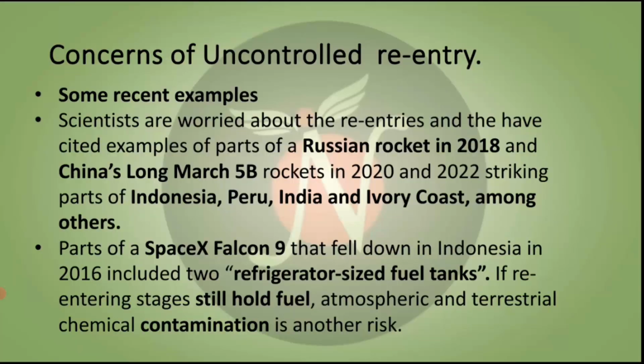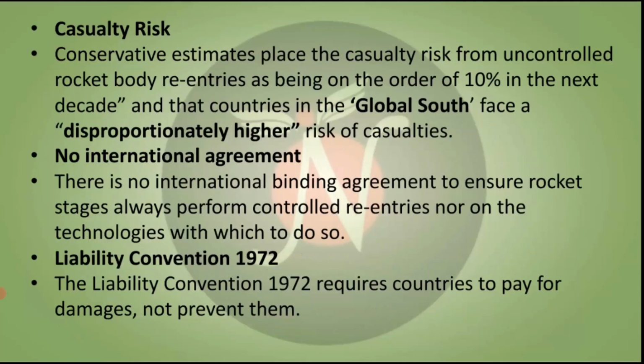Now, what are the concerns of uncontrolled re-entry? We have some recent examples, like scientists are worried about the re-entries and have cited examples of parts of a Russian rocket in 2018 and China's Long March 5B rockets in 2020 and 2022, striking parts of Indonesia, Peru, India, and Ivory Coast, among others. Parts of a SpaceX Falcon 9 that fell down in Indonesia in 2016 included two refrigerator-sized fuel tanks. If re-entering stages still hold fuel, atmospheric and terrestrial chemical contamination is another risk.